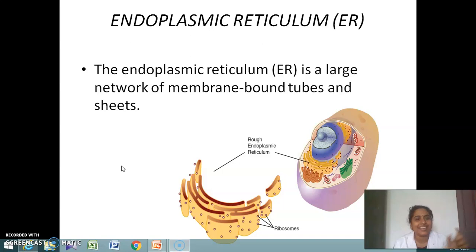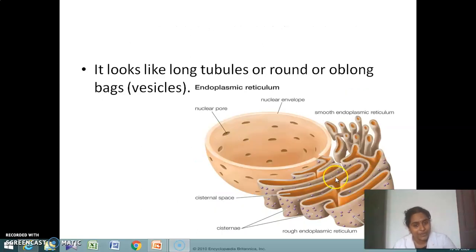In short, we can write ER. Endoplasmic reticulum is a large network of membrane-bound tubes and sheets. Can you see endoplasmic reticulum here? Yes, this yellow colored structure. This is endoplasmic reticulum. I will show you one more structure. Endoplasmic reticulum looks like long tubules or round or oblong bags, vesicles, isn't it?